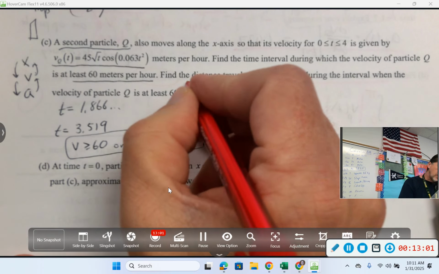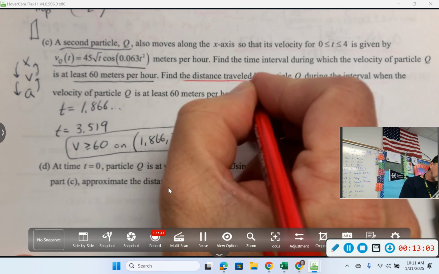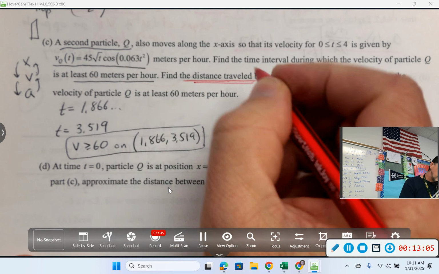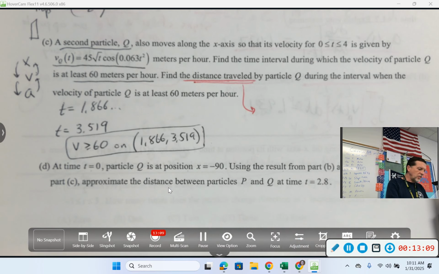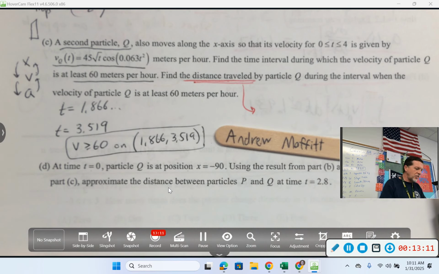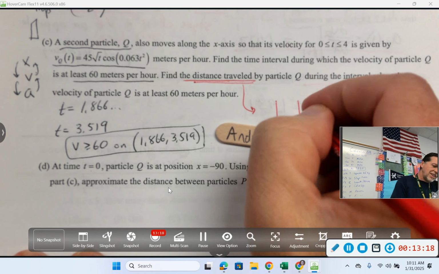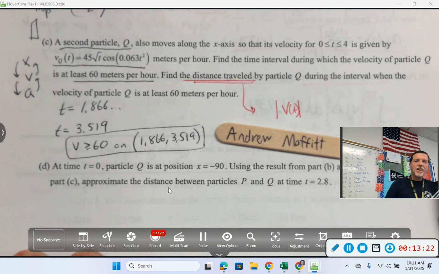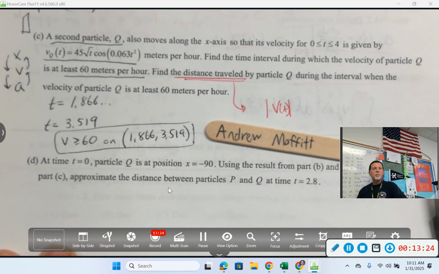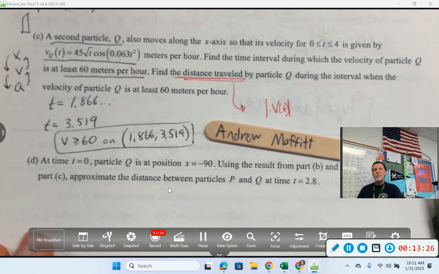Next question says, find the distance traveled. Okay, so distance traveled. Andrew, how do I find distance traveled? Good, absolute value of V. But there's more to it. That's right, it's important to remember the absolute value, but what else is going on there?